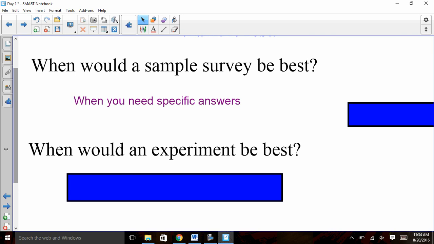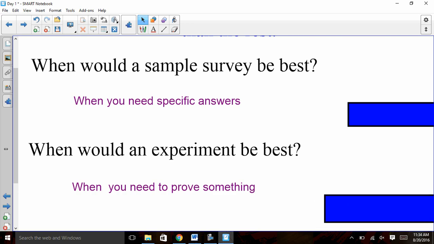What about an experiment? Well, it's going to be when you want to prove something. You want to prove that they scored better. You want to prove that they don't need caffeine to work. You want to prove something.